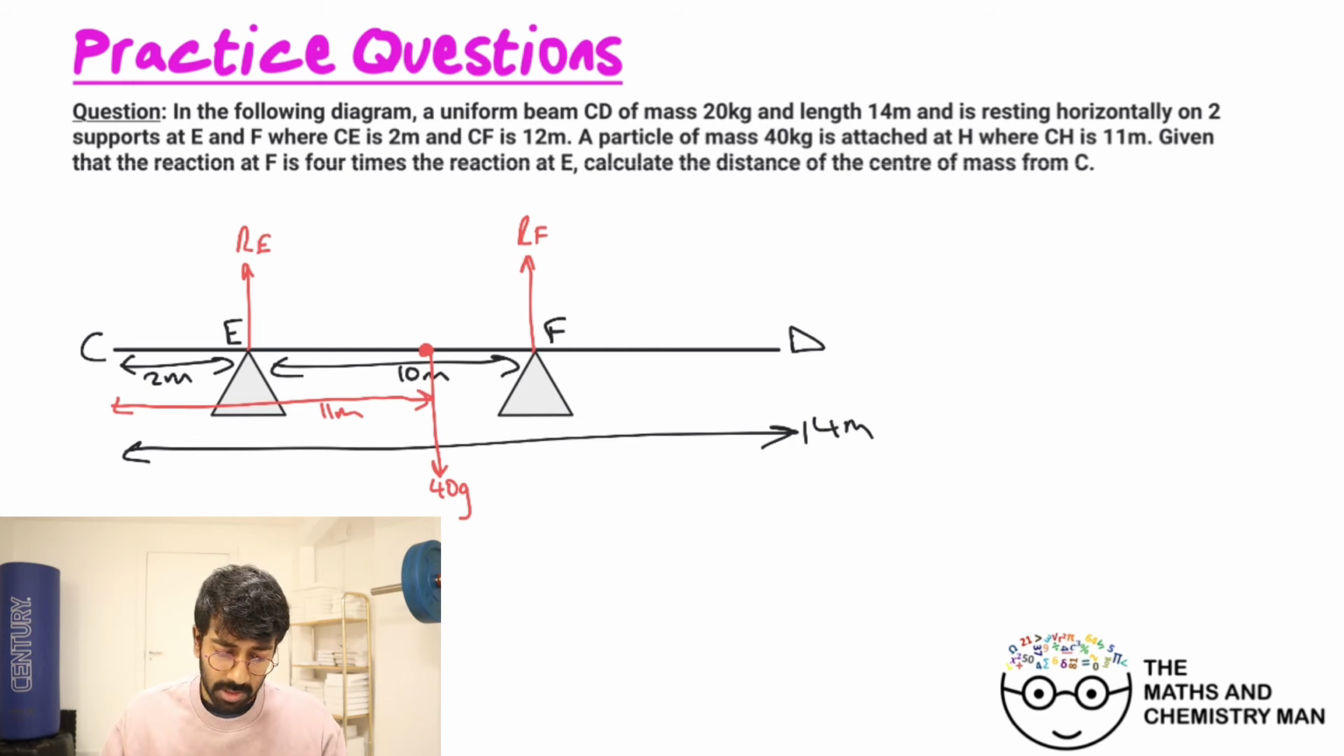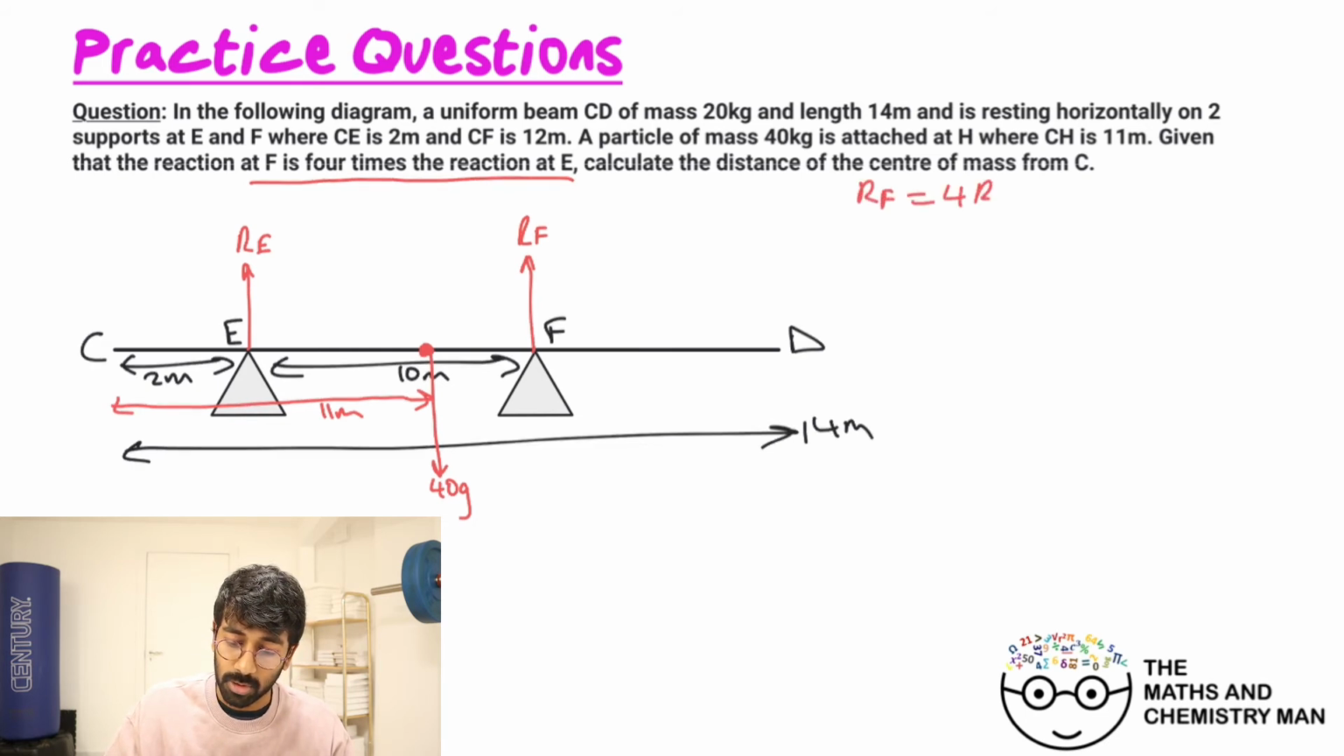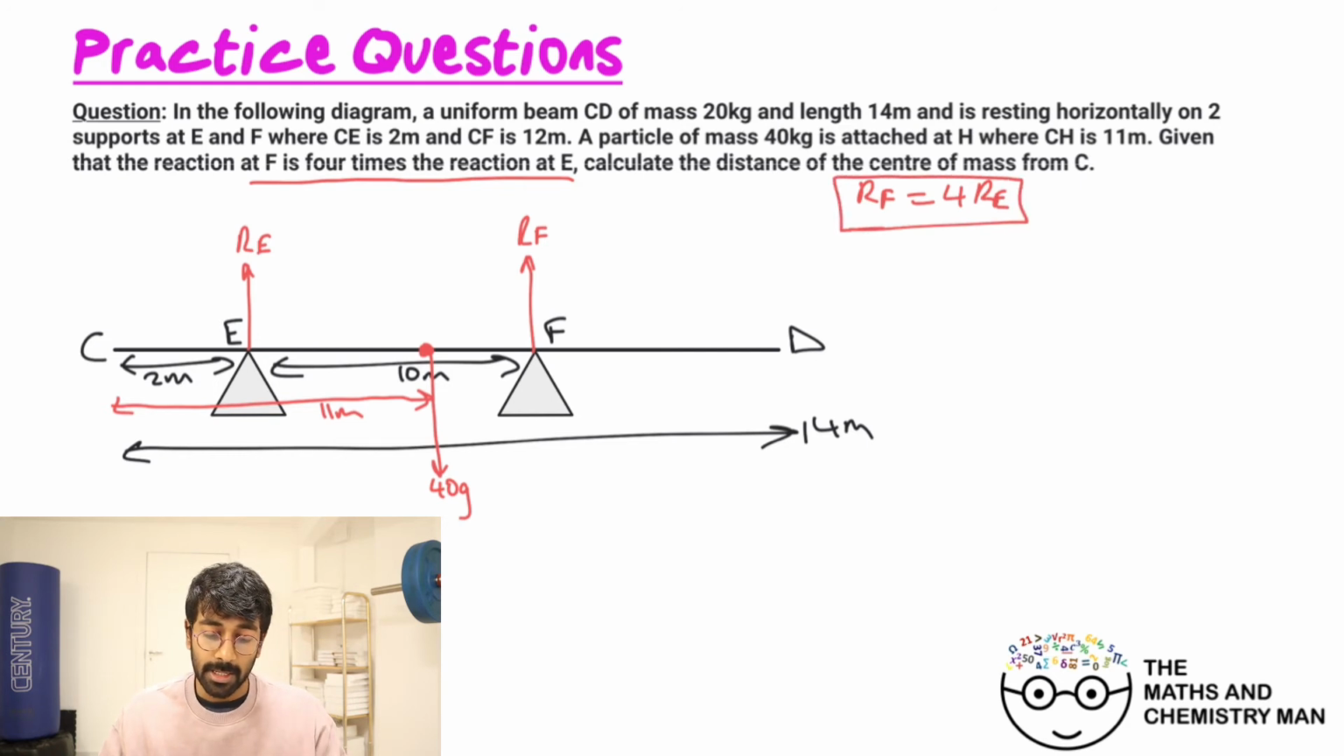And we're told something quite important over here. We said, given that the reaction at F is 4 times the reaction at E. Okay, so that means RF is equal to 4 lots of RE. So quite important, we can write that there. And then we need to calculate the distance of the center of mass from C.